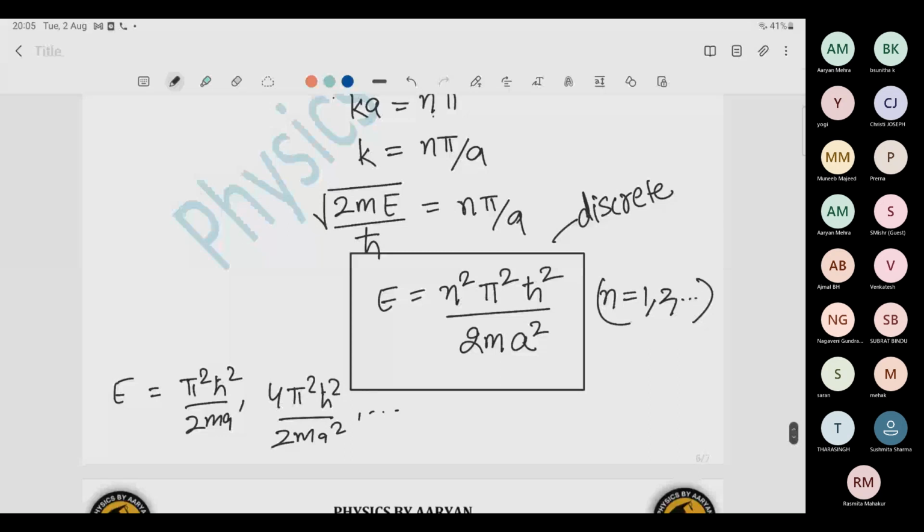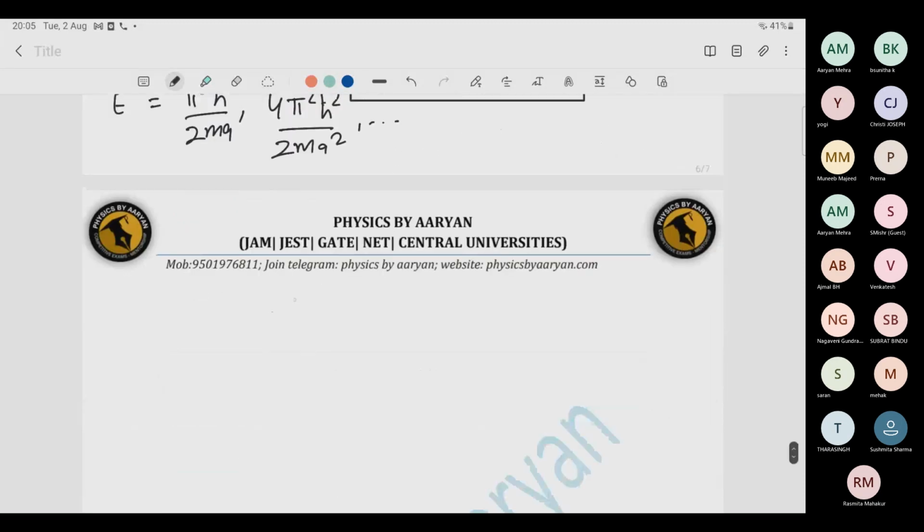If energy is 0, what is momentum? 0. So momentum is 0. Now comes the uncertainty principle, my friends. Delta x delta p must be greater than or equal to h cut. If p is 0, what is your delta x? Infinite. But your delta x can be within 0 to a only, na?